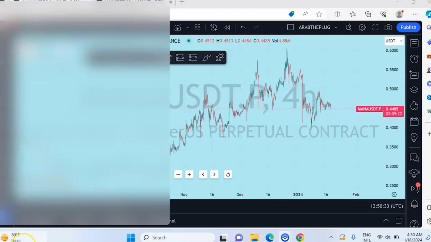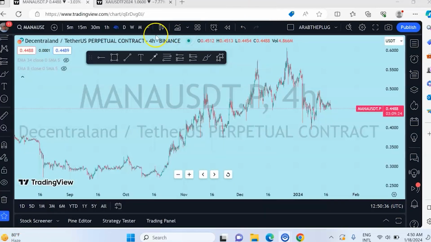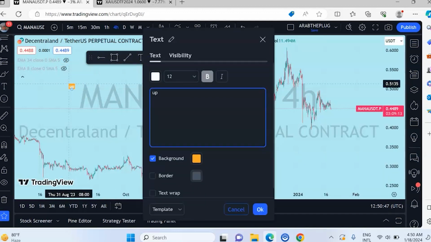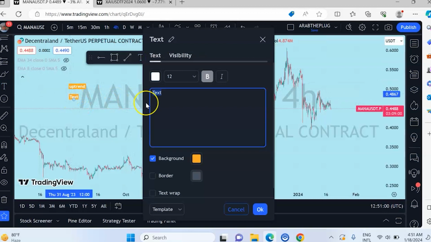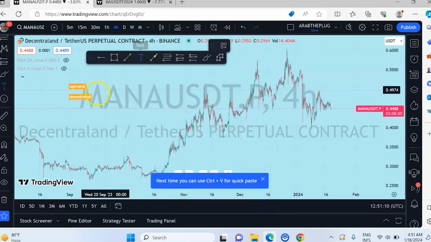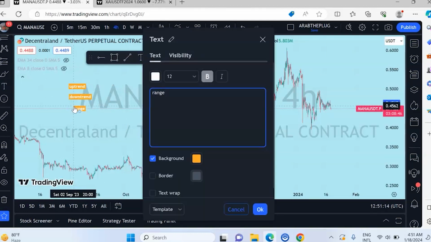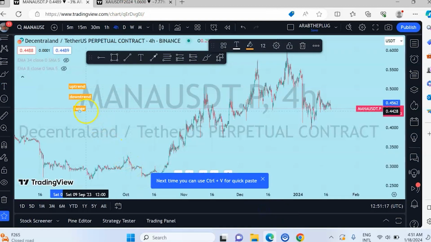We have different kinds of market structure in the cryptocurrency market or the forex market. The first market structure is the uptrend. We have a downtrend market structure. And we have the sideways trend, or what we call the range. These are the three market structures that we have in the crypto or the forex market.